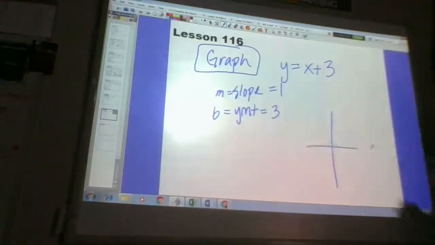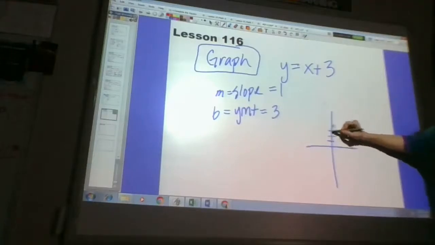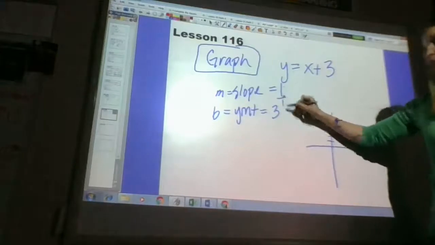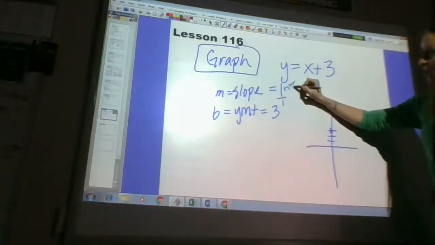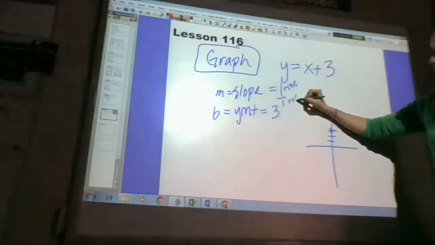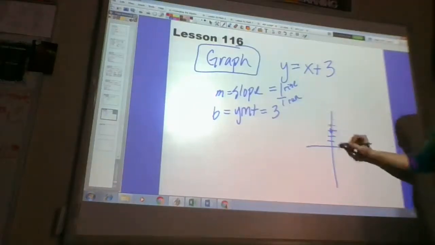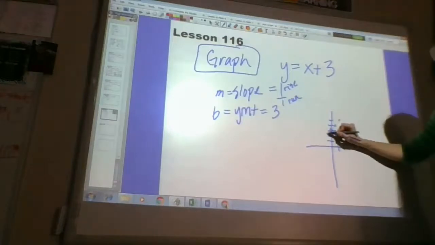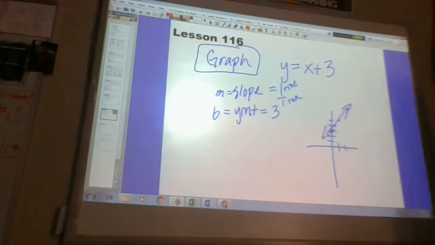Watch this. Beginning point. You go up 1, 2, 3. You place your dot. Slope is 1, but it actually is 1/1. And all you have to do, slope stands for rise over run, is go to this point. You go up 1, over to the right 1. Go up 1 from this point, over to the right 1. And there is your line, instead of making a table.